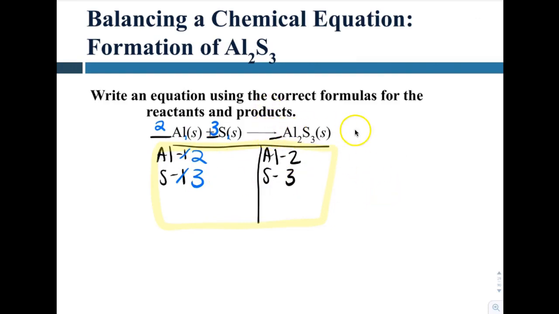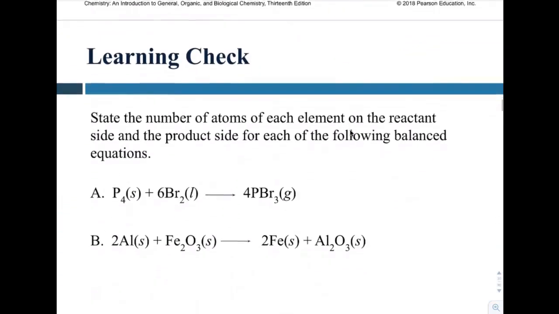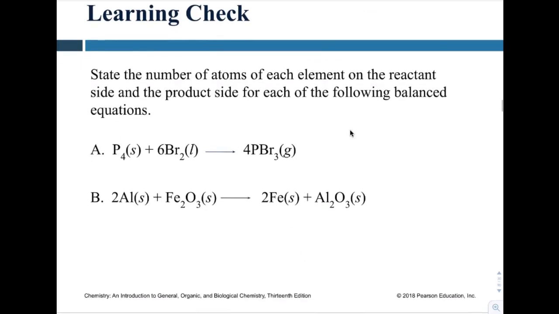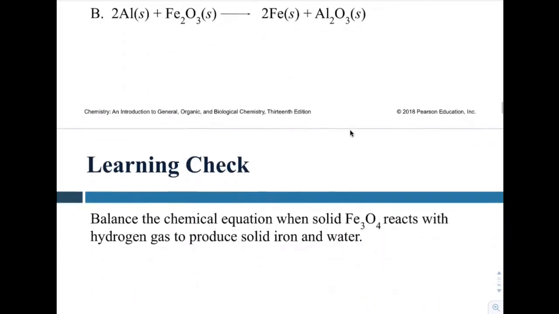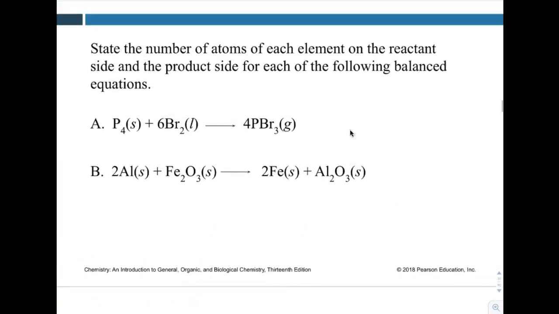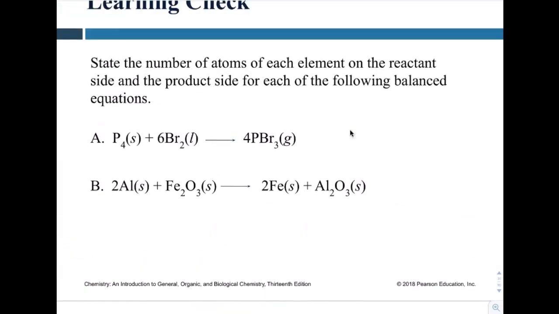What number goes here in front of the aluminum sulfide? You can put a 1 here if you want to, or you can leave it blank. Either way. But that is how you need to think about balancing chemical reactions. So for now, just tell me how many atoms of each element are on the reactant side and how many atoms of each element are on the product side. So pause if you want to and check that out.